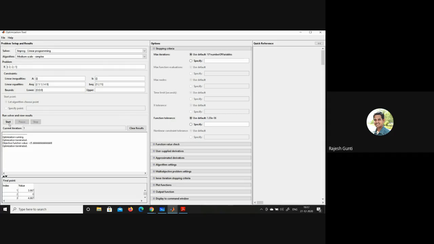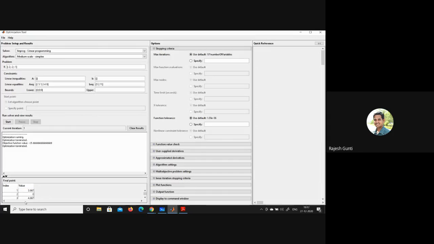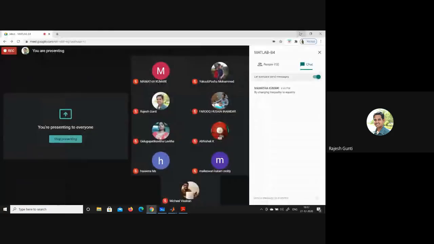The previous answer, same as the previous solution. This is x1, x2. Okay. And this is the way of using it. I am solving the same problem in different ways.